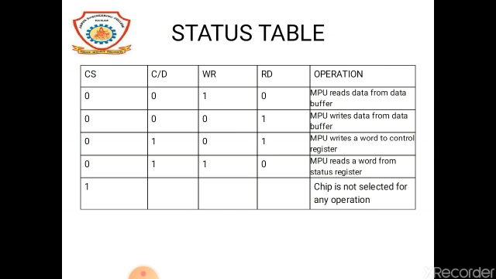In the next row we give 1 to CS signal, means chip select is 1, so if we give 1 to CS bar, then chip will not be selected and no operation will be performed. Chip will be selected only when we give 0 to this pin.